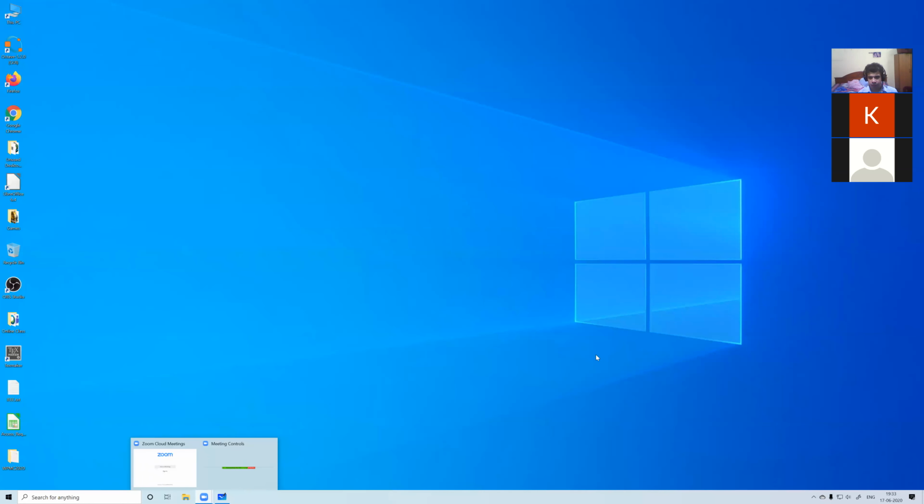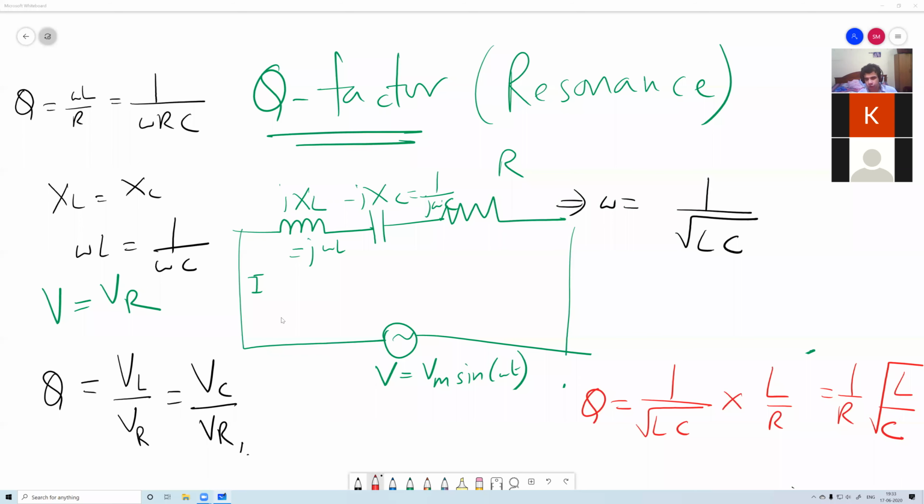Yes, XL equal to XC, that's right. So for a given RLC circuit, this is the value of Q. So what does this Q signify? Q factor is the quality factor. Quality is shortened as Q. So what does this Q signify? What does a high Q mean?